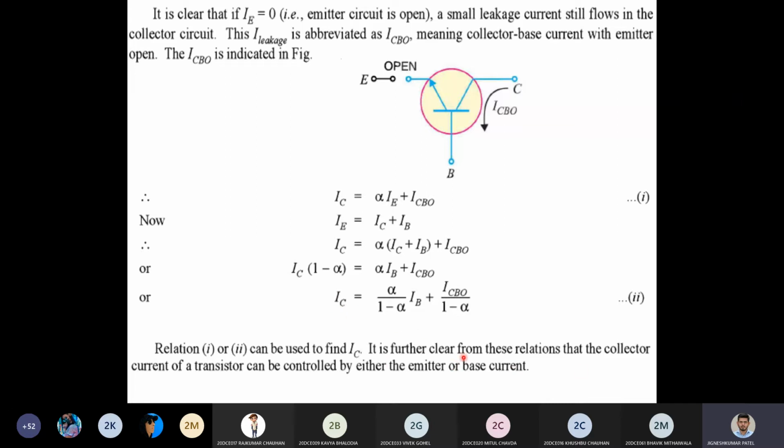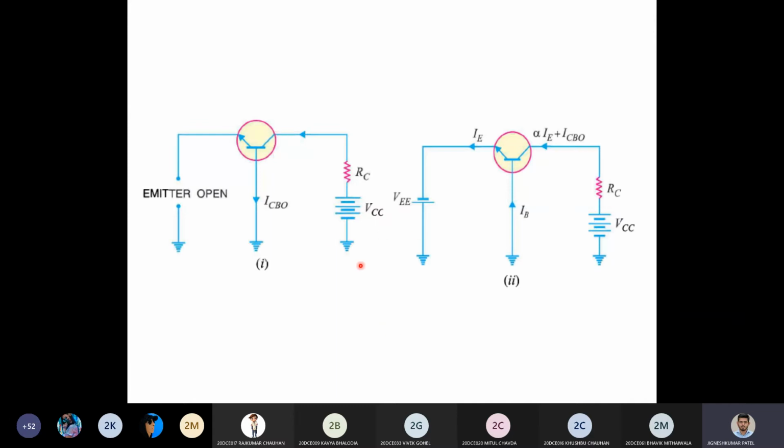Which are the two ways? The first way is either the emitter current or the base current. If I increase the current in the emitter, automatically my current in the collector will increase. The other way, if I increase or decrease the current in IB, accordingly my current in IC will change according to this equation. What is alpha here? Alpha is the current amplification factor, IC divided by IE, collector current to emitter current.